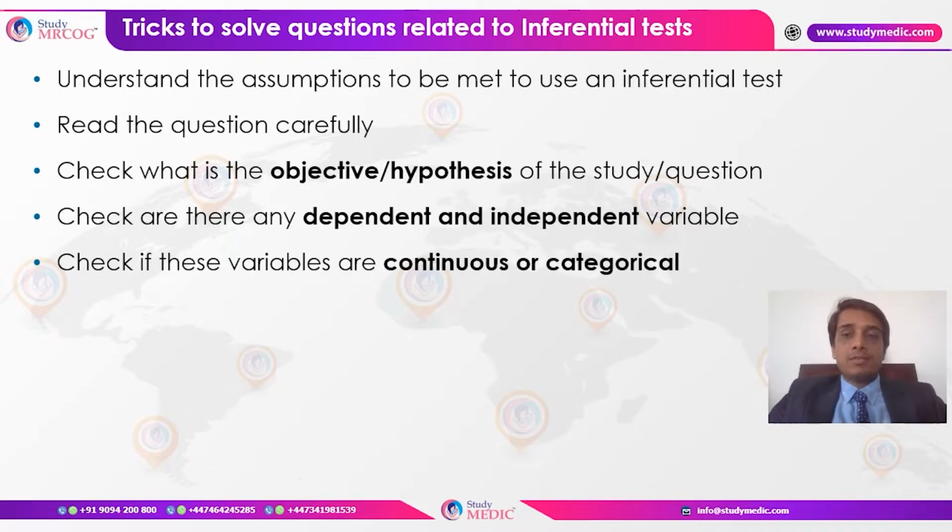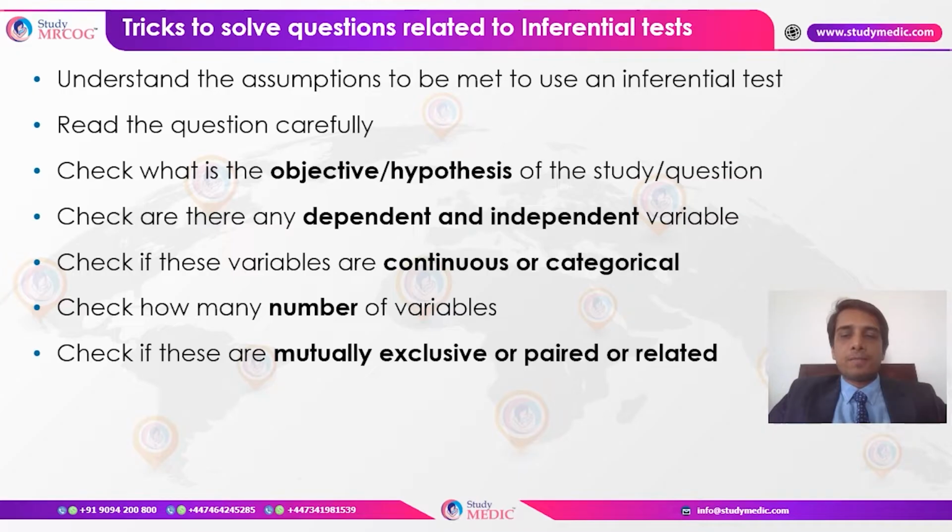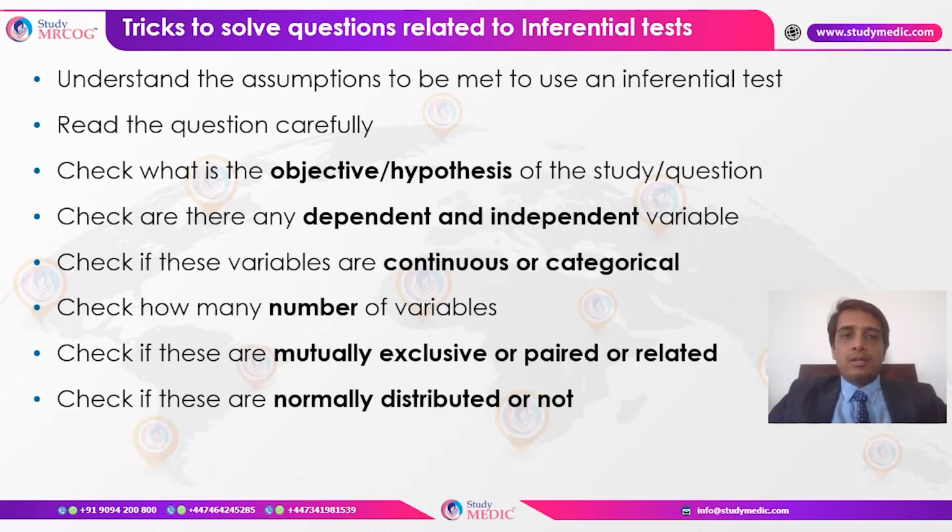Check whether these variables are continuous or categorical, and how many variables there are. Is it 1 or 2 or more than 2? Check whether these variables are related, paired, or mutually exclusive. Check whether these variables, again, the question gives, are normally distributed or not.